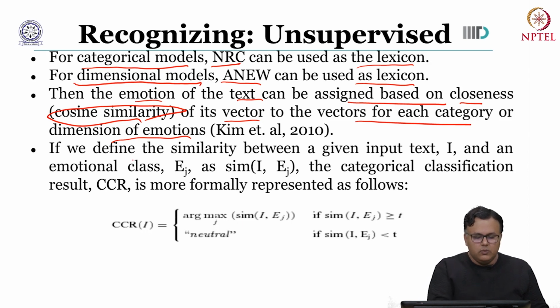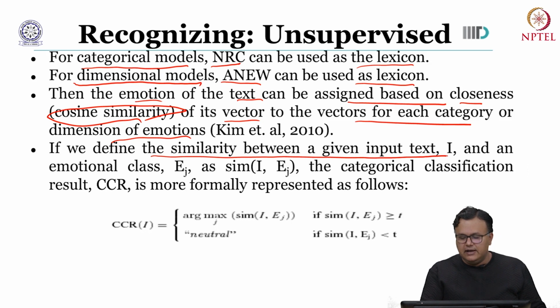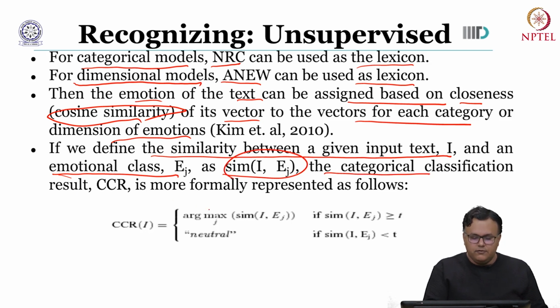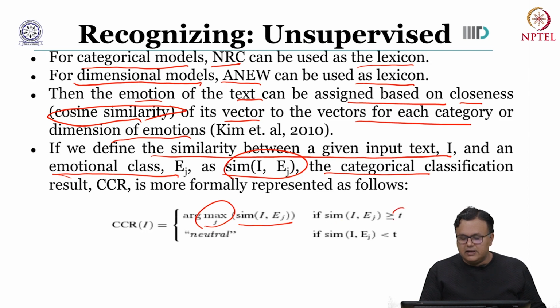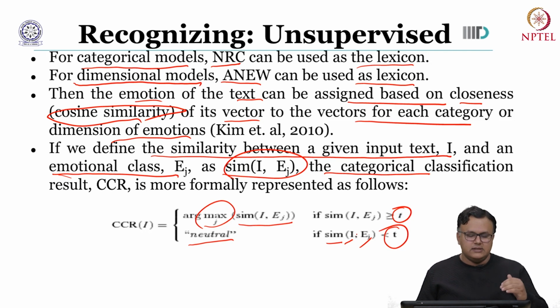Now this simply means, well, you define the similarity between a given input text I and an emotion class E_j, and then the similarity for the categorical classification is formally represented as simply saying, well, I want to compute the maximum of the similarity if the similarity is greater than a threshold. If it is greater than a threshold, you say, well, it is a non-neutral emotion. If it is neutral, then essentially you are saying that the similarity between the input text and the emotion class is less than a certain threshold, right? So you can define the class in such a manner.